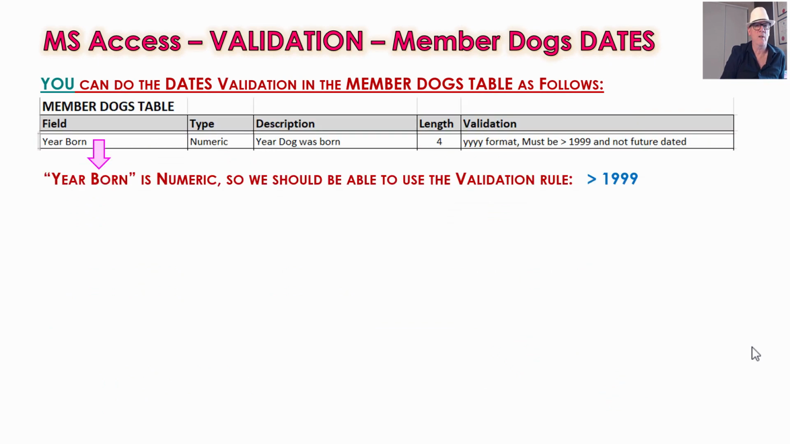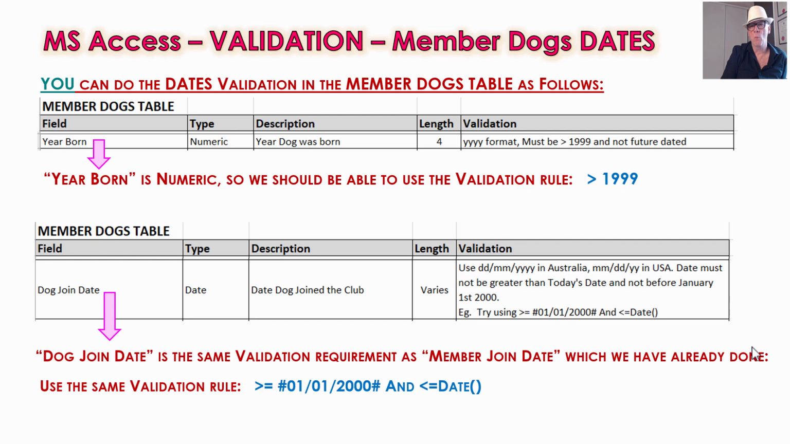Okay, now we can do the members dogs table, the year born. Obviously the club started in 2000, so we don't want any really old dogs there, and I don't think any dogs will be older than 20 years old now, because the club started in 2000 and it's 2020 now. So the year born has to be greater than 1999, so we just put that rule in for this one, year born: greater than 1999. And for dog join date, you're just going to use that exact same rule we used for member join date, so you can copy and paste that in, and the same message.